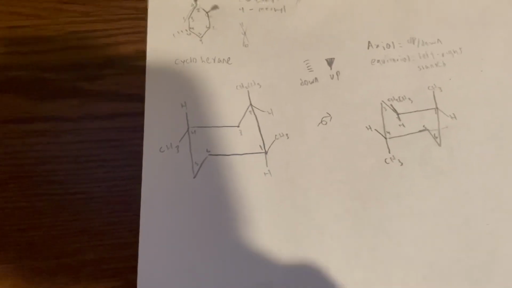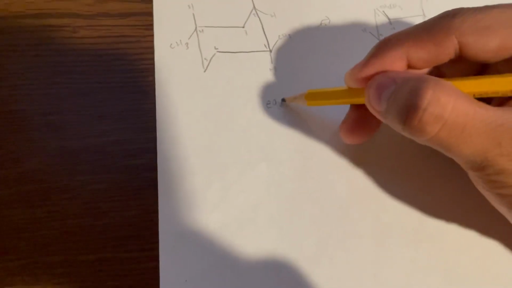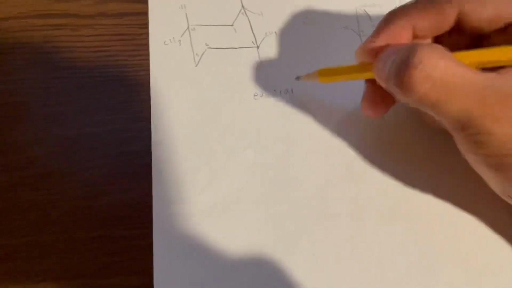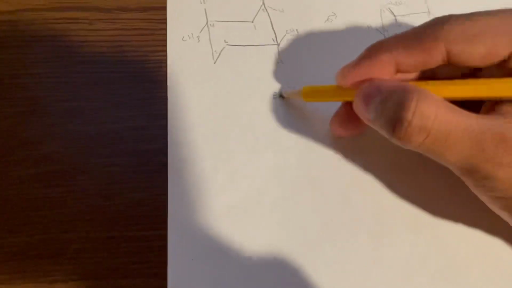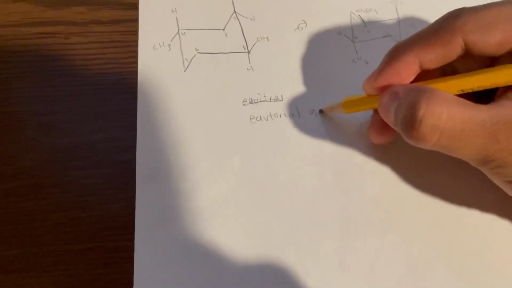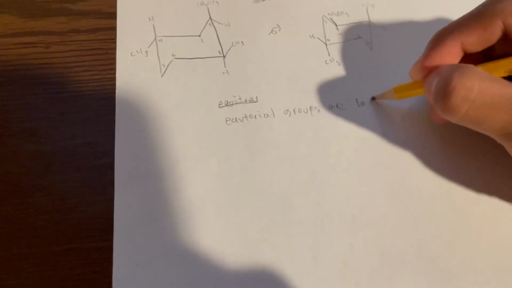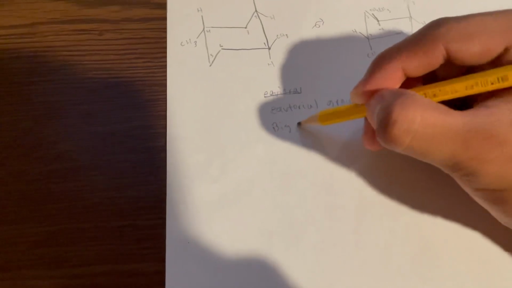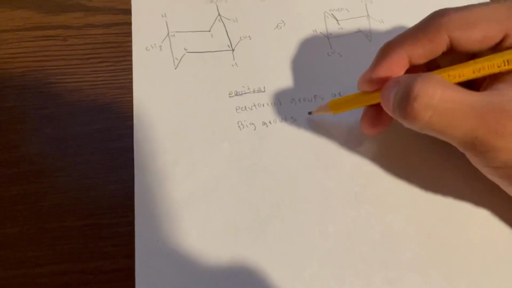So now, in order to figure out which one is more stable, we go by this rule right here, which says equatorial groups are favored, and big groups on equatorial position. Did I spell that right? No, I didn't.